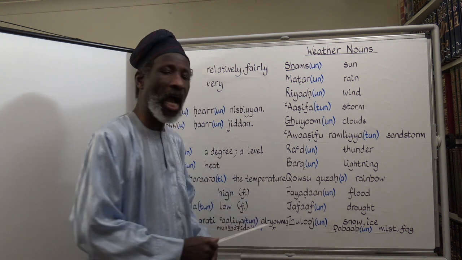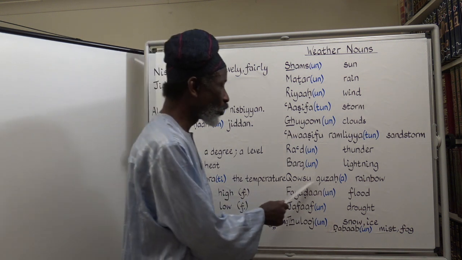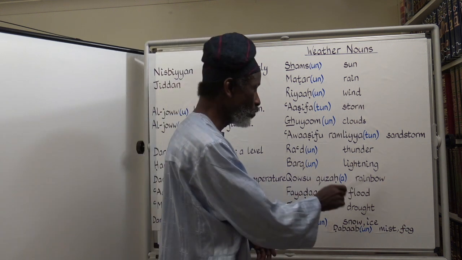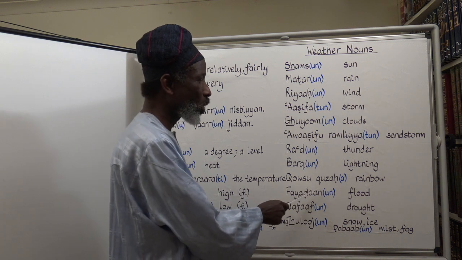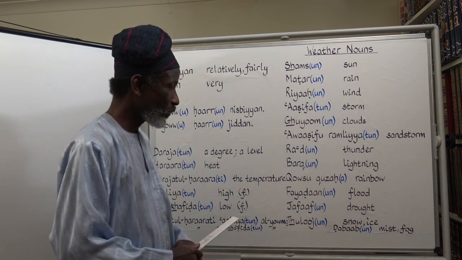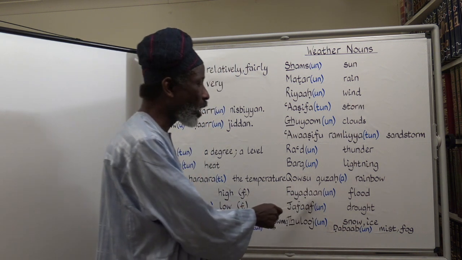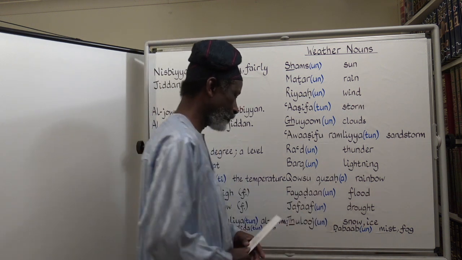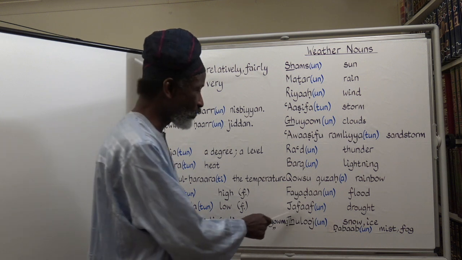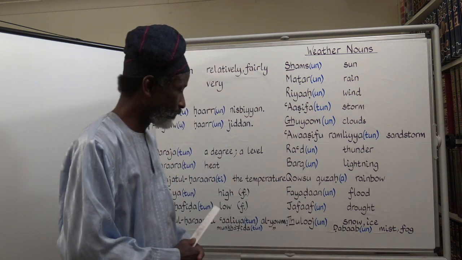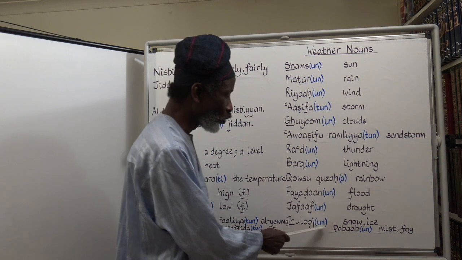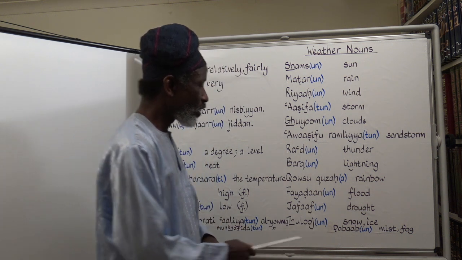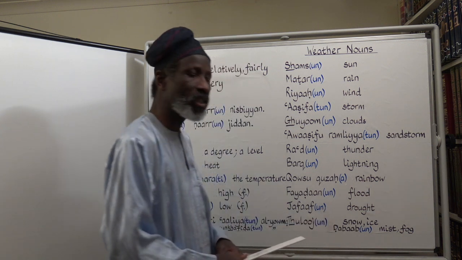قوس قزح, rainbow. فيضان, flood. جفاف, drought. ثلوج, snow or ice. ضباب, mist or fog.